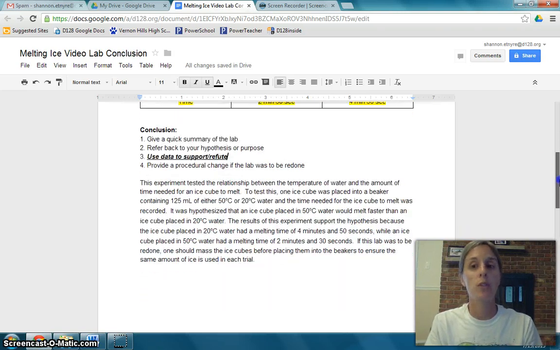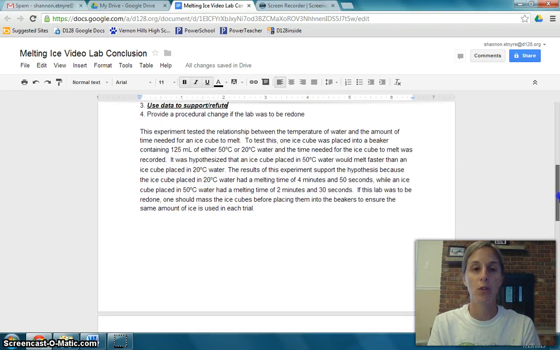And then what we want to do last is we want to choose a part of our procedure that could be changed if we were to redo the lab. Because our labs are never going to be perfect, so we need to make sure that we're always evaluating our procedure to get the best possible experiment in the future. So let's go ahead and look at my conclusion.